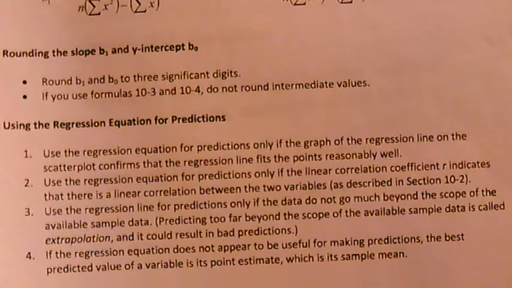And then use the regression line for predictions only if the data do not go much beyond the scope of the available sample data. Because if we predict too far beyond the scope of the available sample data, that's called extrapolation, and it could result in bad predictions. And then if the regression equation does not appear to be useful for making predictions, then your best predicted value of the variable is its point estimate, which is its sample mean.